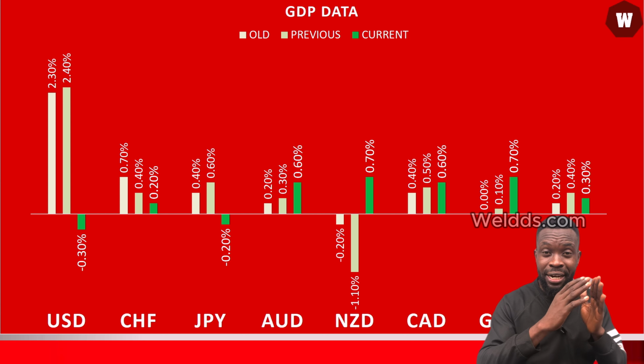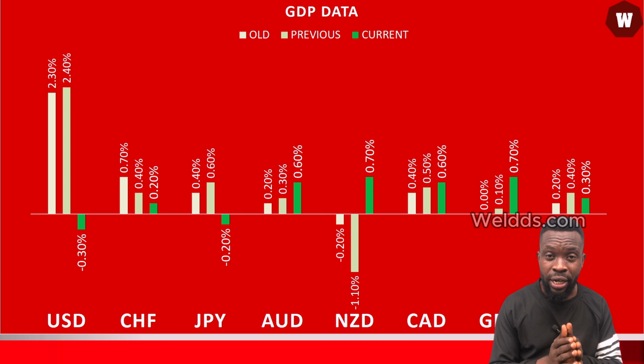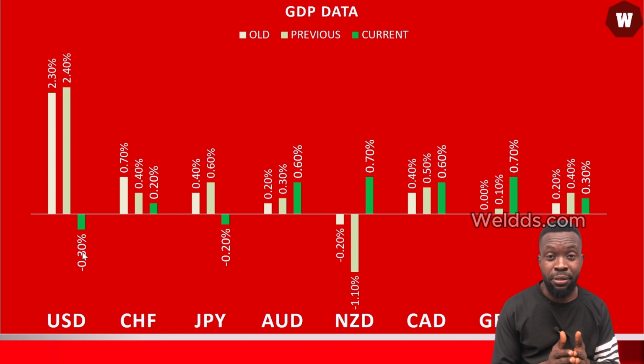Okay, so when there is an economic decline, the value of the currency tends to decline as well, because there will not be too much demand for that particular currency when the economy is not performing well. So looking at GDP, you see here that GDP of the US started from 2.3%, it got to 2.4%, then the last quarter it dropped to minus 0.3%. Okay, this might be due to all the Donald Trump tariffs and all that.